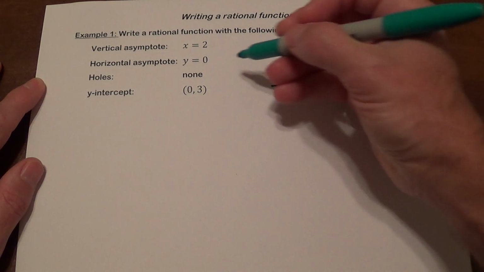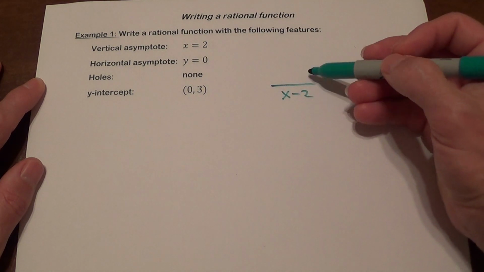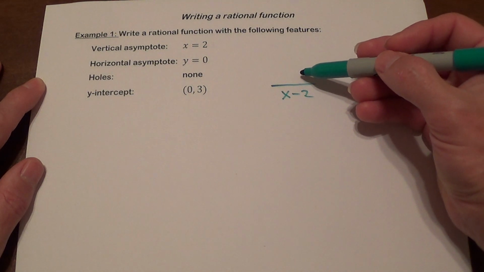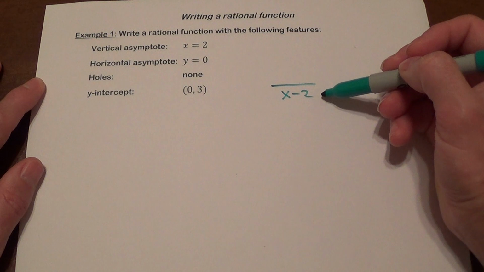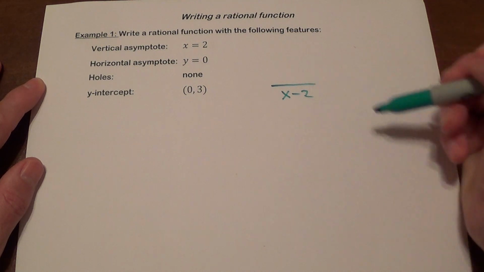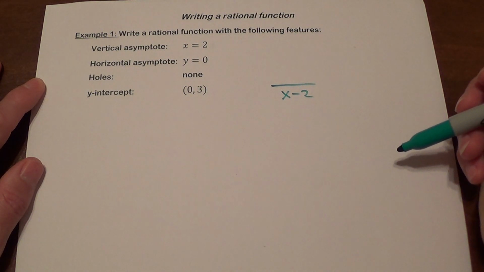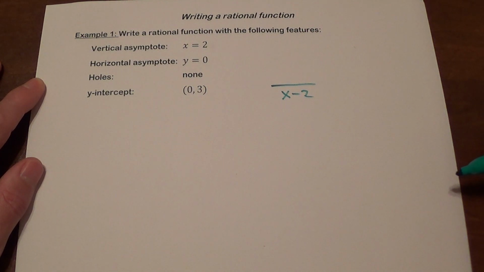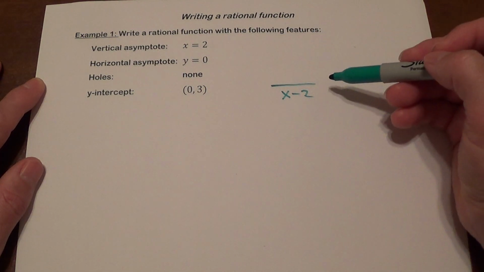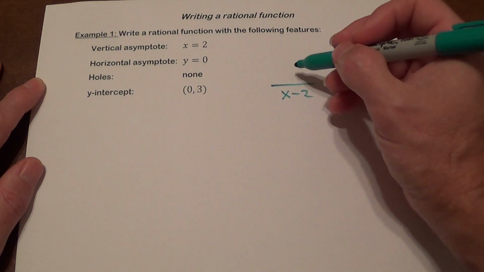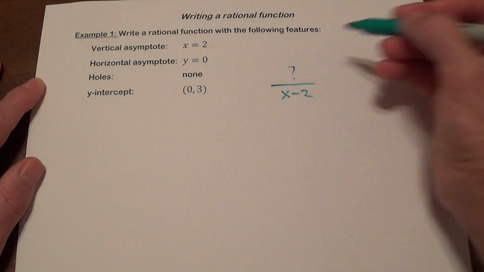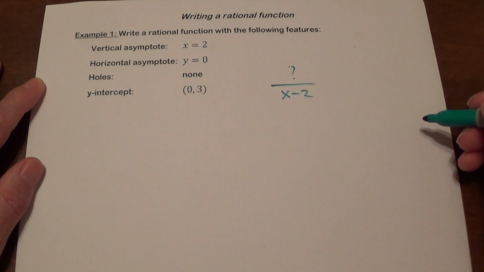If we don't want any holes, that means we are not going to have another factor on top and another factor on the bottom that are going to be canceling each other. But we're not even going to bother with that right now. We want the horizontal asymptote to be y equals 0, which means since the degree on the bottom is 1, the degree on top has to be 0, so we're going to have to put some kind of a number here. So what number would that be?